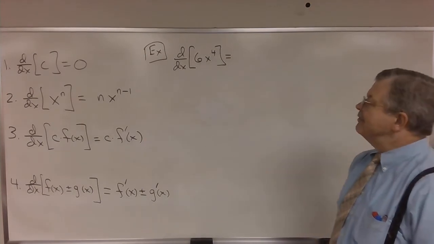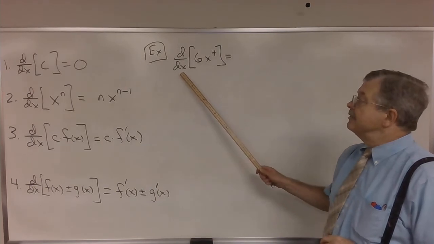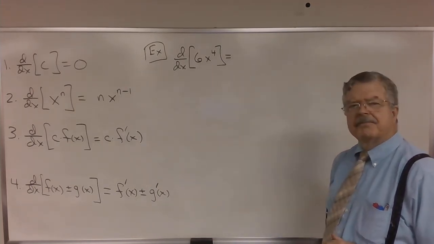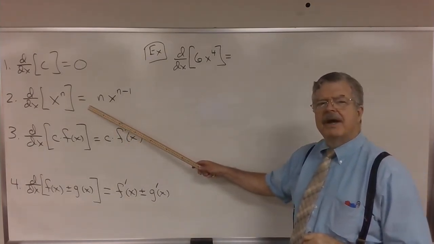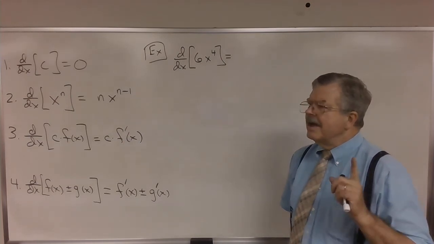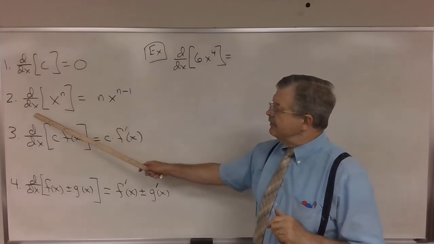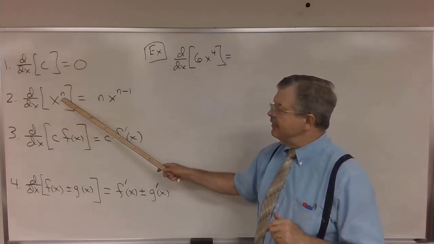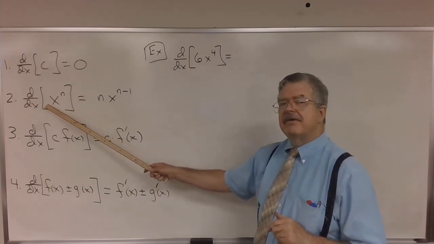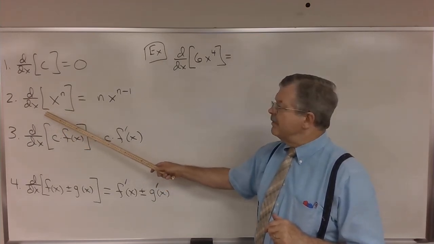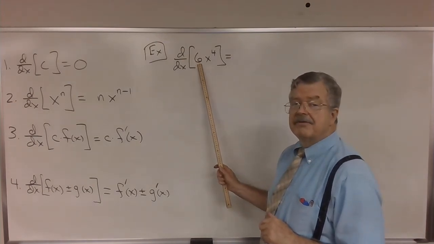Okay, we're sort of increasing in complexity step by step. The derivative of 6x to the 4th. Now, can we use the power rule right away? I'm not so sure that we can, because the power rule tells us how to compute the derivative of x to the n. There's no constant multiplier out here in front. And the power rule doesn't tell us what to do when there's a constant coefficient out in front.